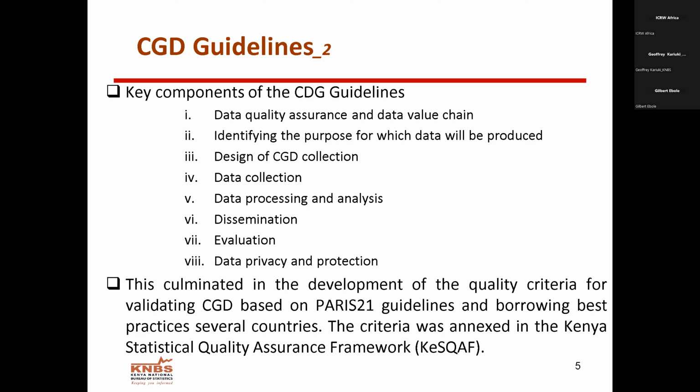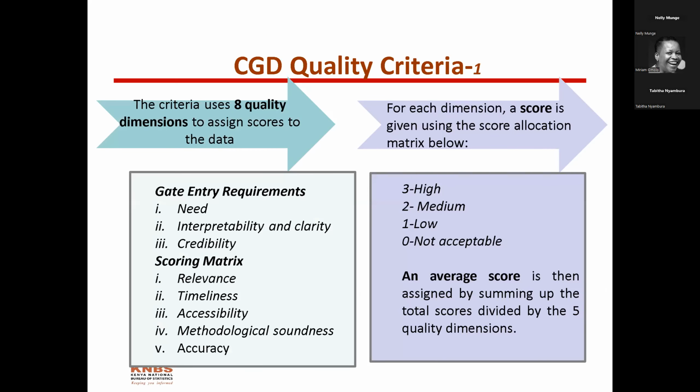And through Paris 21, we came up with the quality criteria for validated citizen-generated data. And we anchored that in our Kenya Statistical Quality Assurance Framework, which is a document that describes how we assure quality in the production of our statistics. And that document was launched last year, May 2022. And we are in the process of implementing the quality assurance framework. So what is this? We are calling the CGD quality criteria.